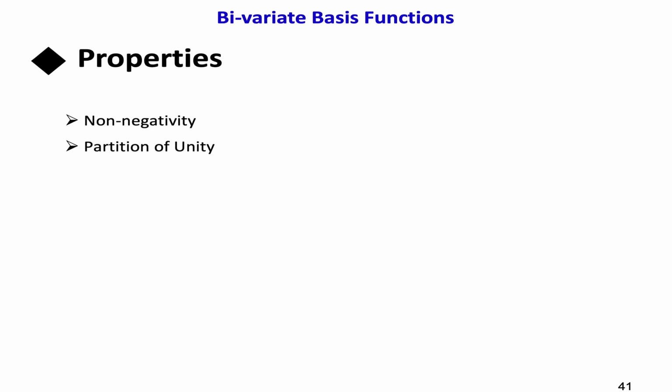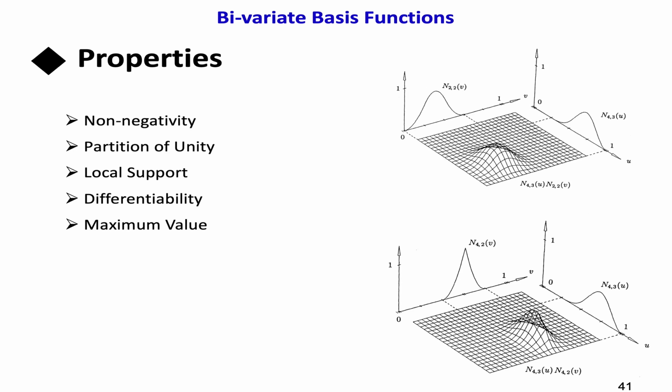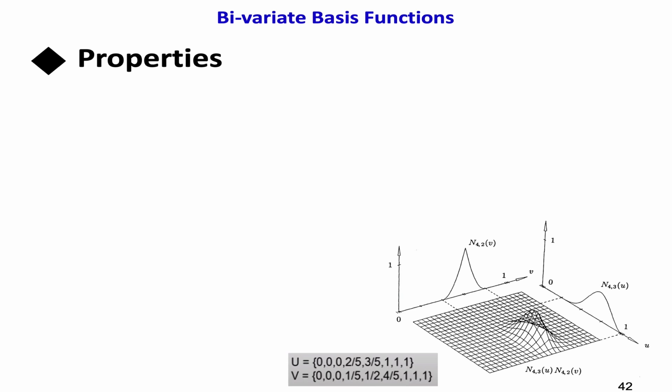Then bivariate basis functions. They have some properties like non-negativity, partition of unity, local support, differentiability, and maximum value, and these are some example pictures of the basis functions we are going to talk about. At first, non-negativity: the product of N_{i,p}(u) and N_{j,q}(v) will always be greater than or equal to 0 for all values of i, j, p, q, u, v.